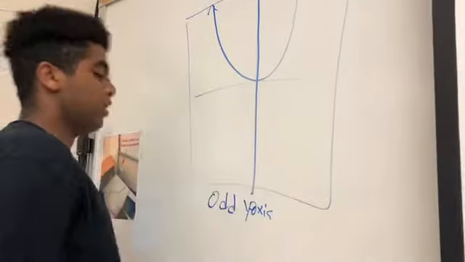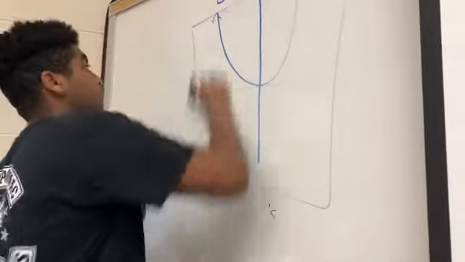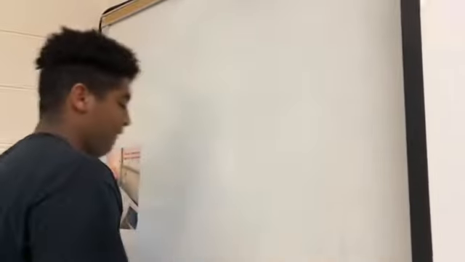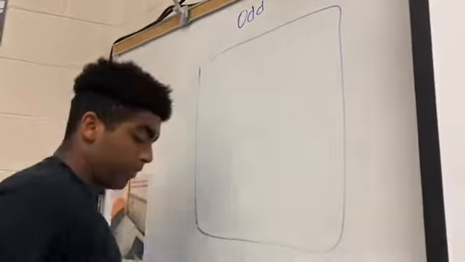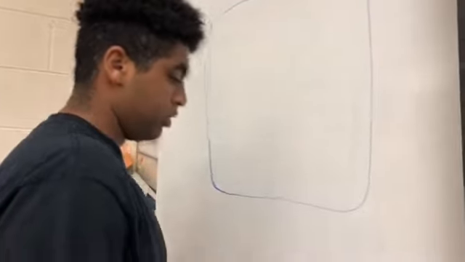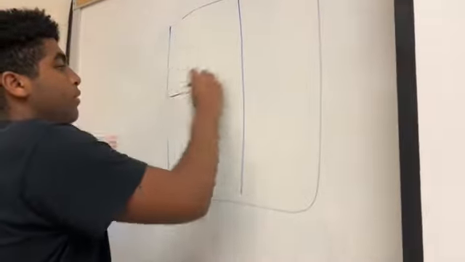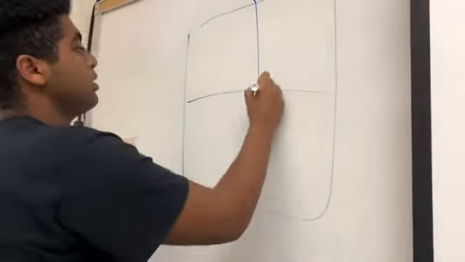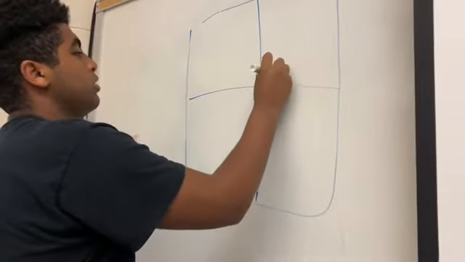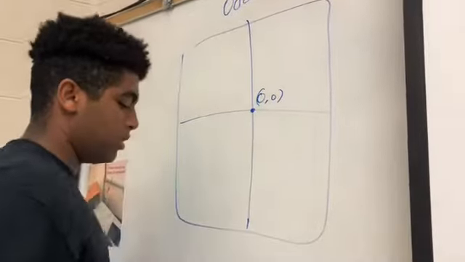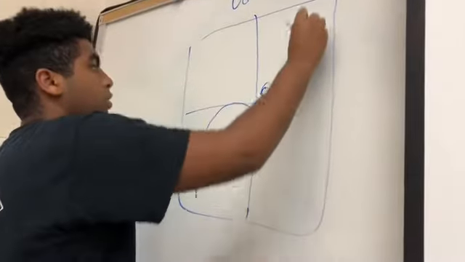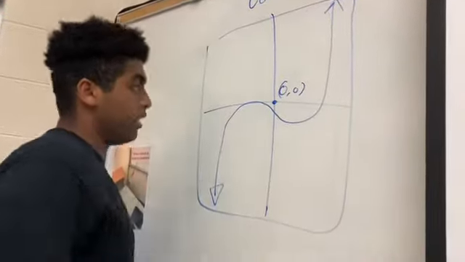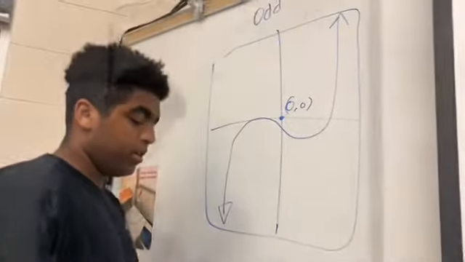So that's even. And for an odd degree, it's always symmetrical to the origin. So for this graph, it's always going to be symmetrical to the origin, which is 0, 0. And it's going to start as going down, and then it's going to hit this line, and then go up like that. So that's indicating an odd degree.